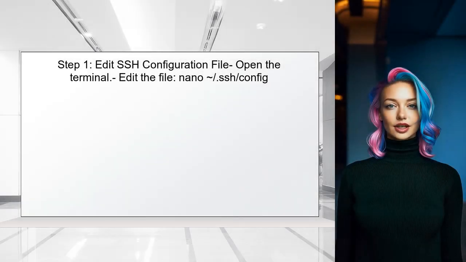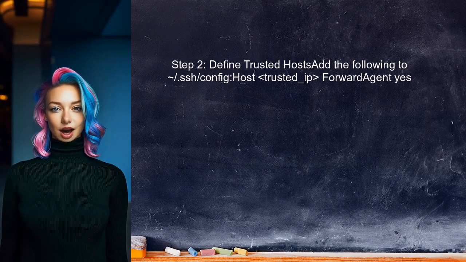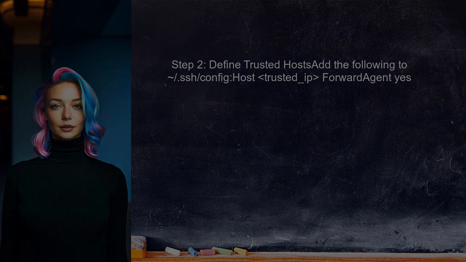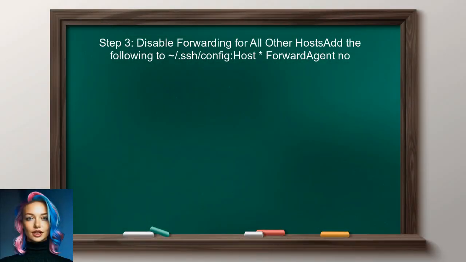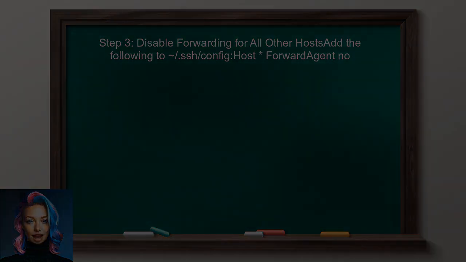To prevent SSH agent forwarding to untrusted machines, the user should first ensure that their SSH configuration file is set up correctly. This involves editing the file located in the home directory under .ssh named config. Next, the user should add specific entries for trusted hosts. This means defining each trusted host explicitly in the configuration file, allowing forwarding only for those hosts. After defining trusted hosts, the user should ensure that the default setting for all other hosts is to disable agent forwarding. This is done by adding a wildcard entry in the configuration file.